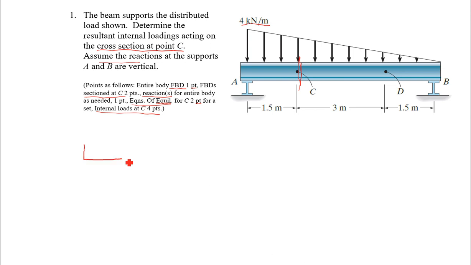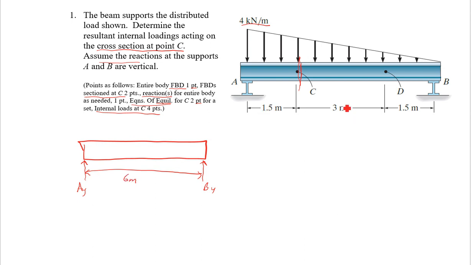Our free body diagram for the whole beam. Here's our beam. At this point we have a force AY. On the other end we have BY. Those are a total of 6 meters apart, so 1.5 plus 3 plus 1.5 gets us our 6. Our distributed load is 4 kilonewtons times 6 times 1/2, which is 1/2 base times height for the area of that triangle.